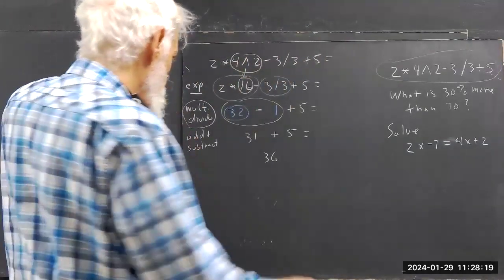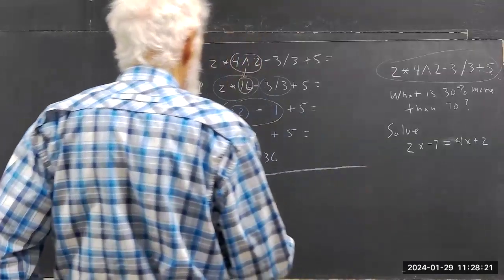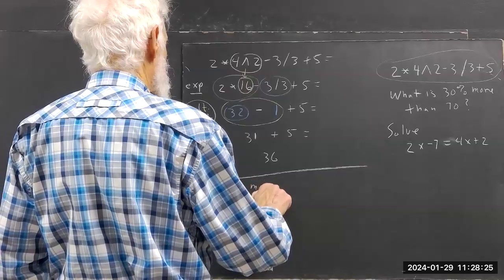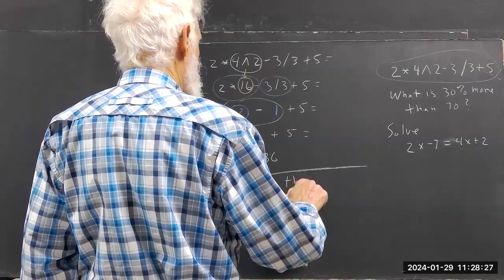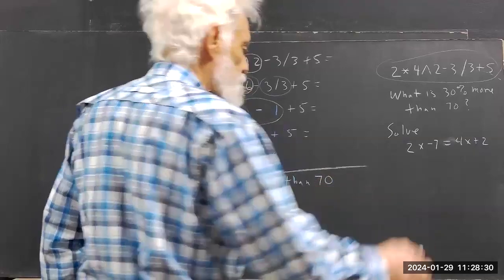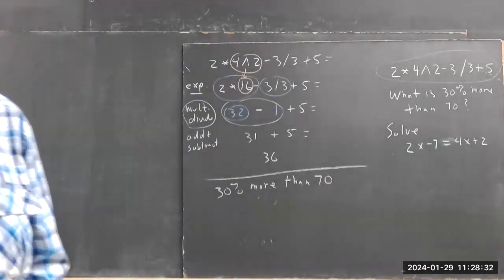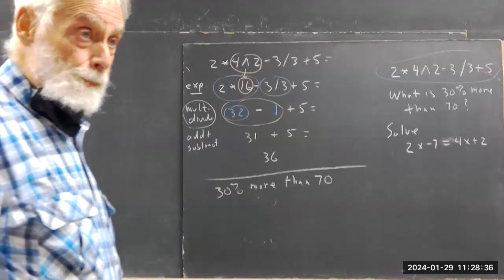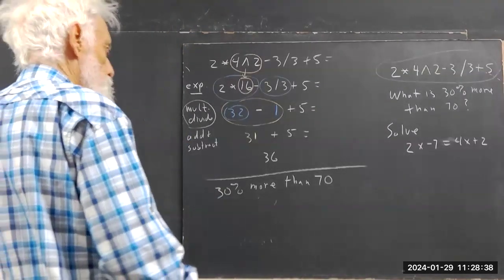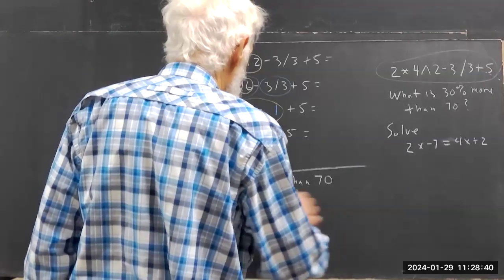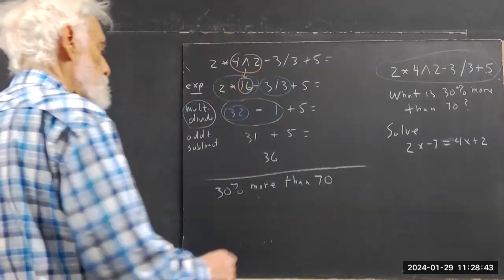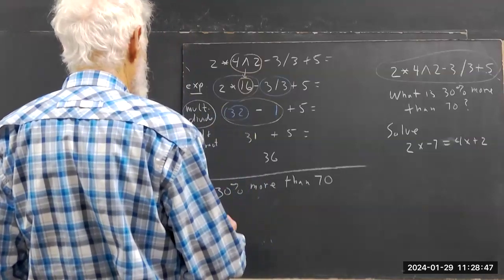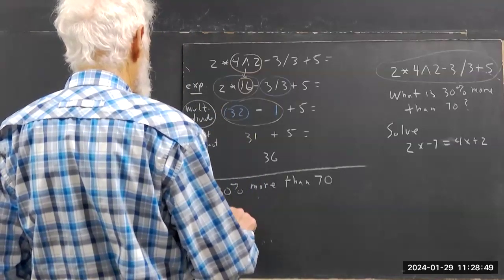Okay, well, now just a little introduction, because you have the percent applications assignment coming up. I think it's due for Wednesday. You have to double check the timing of the assignment, but 30% more than 20 means, or 30% more than 70.